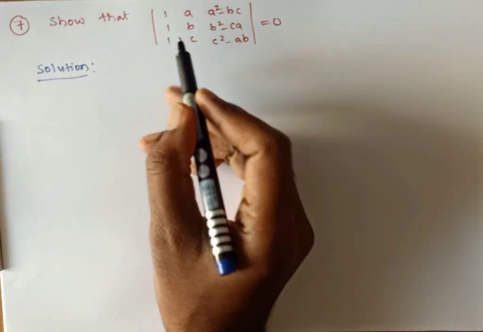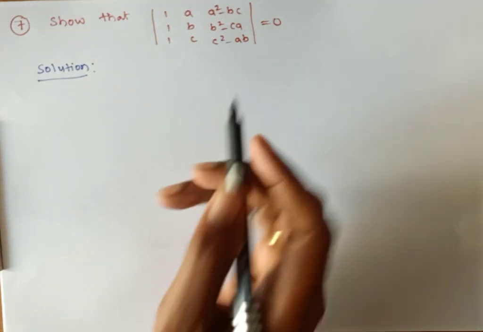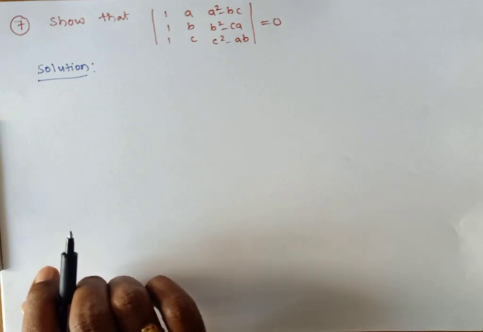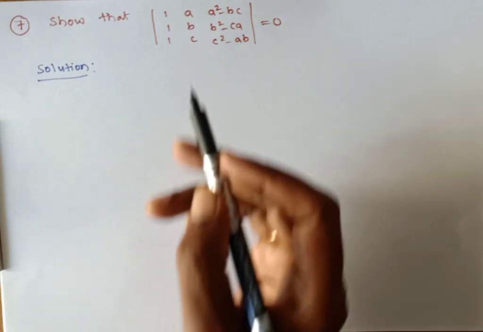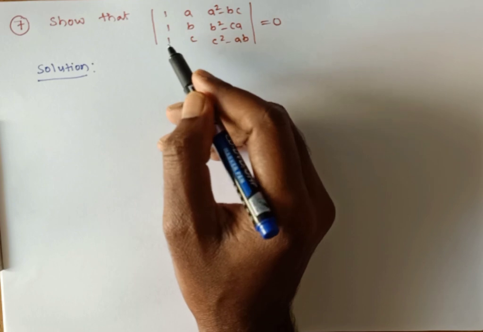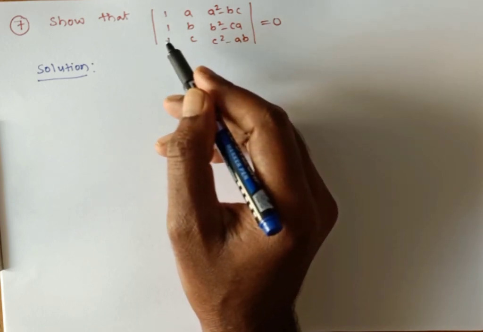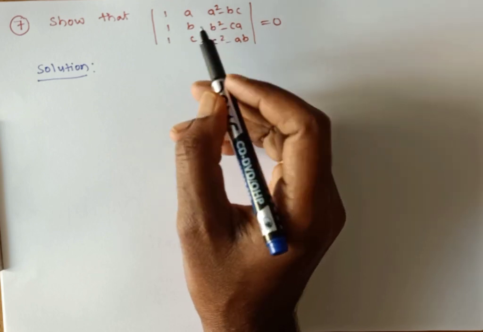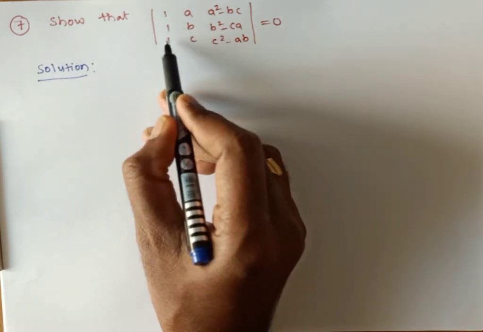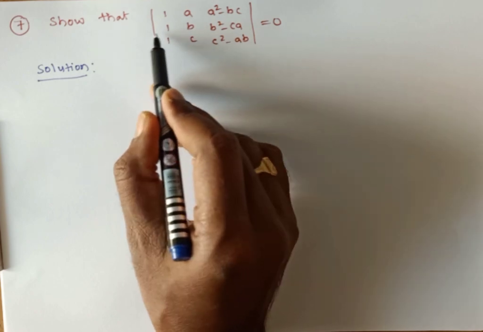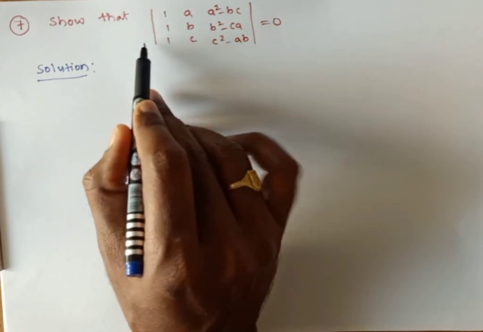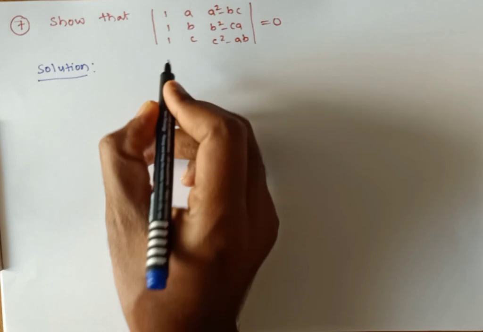Now show that the determinant of this is equal to 0. Here you can observe the first column contains all ones, so try to make two elements of that column 0. You can make these two elements 0 by applying row 2 minus row 1 and row 3 minus row 1 simply.